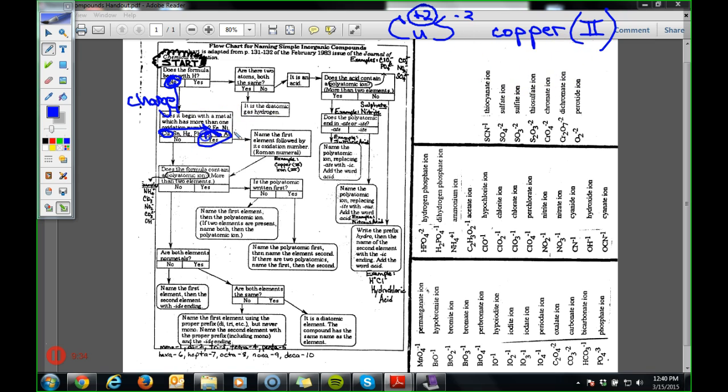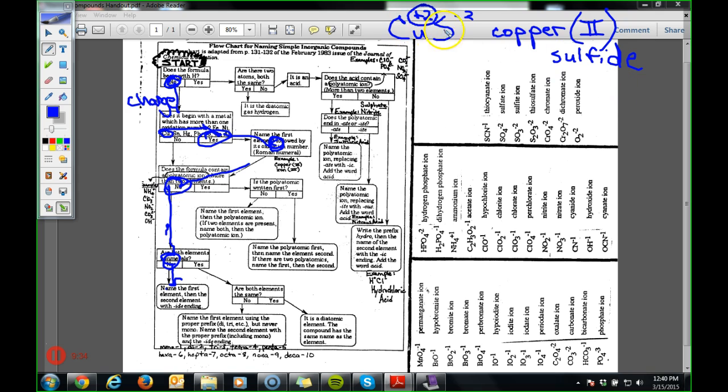So we have now said yes, we've named copper with its Roman numeral. Then we go over here. Does the formula contain a polyatomic ion? The answer is no. Are both the elements nonmetals? No. Name the first element. We already did. We've already named that first element, and it's copper 2. Then the second element with an IDE ending. So instead of sulfur, we don't say sulfuride, we say sulfide. This would be called copper 2 sulfide.